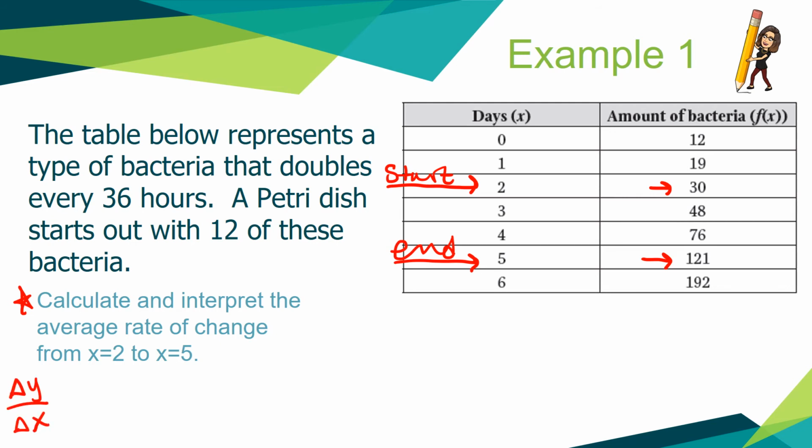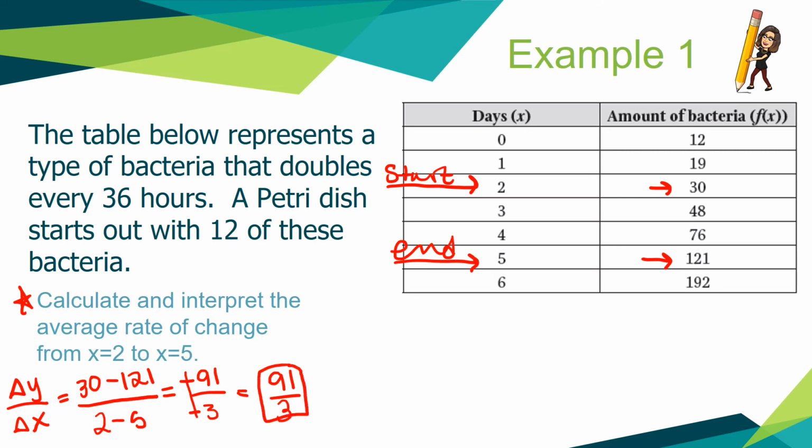And now we need to calculate my average rate of change. So the change in y over the change in x. And my change in y would be 30 minus 121. I take start minus end over my x values, 2 minus 5. 30 minus 121 is a -91 over 2 minus 5 is a -3. So now we need to reduce this fraction. Unfortunately, 91 over 3 cannot be reduced, but I do know that these negative signs can cancel. So my final average rate of change is 91 over 3.